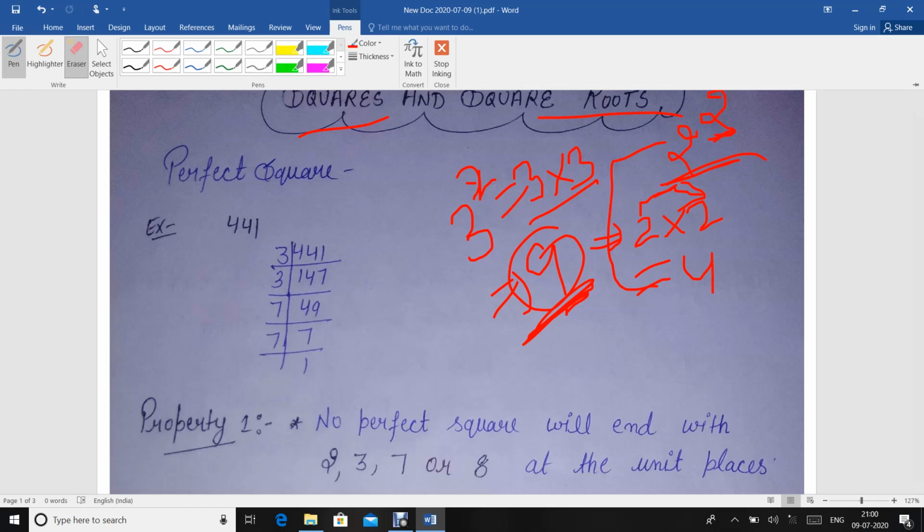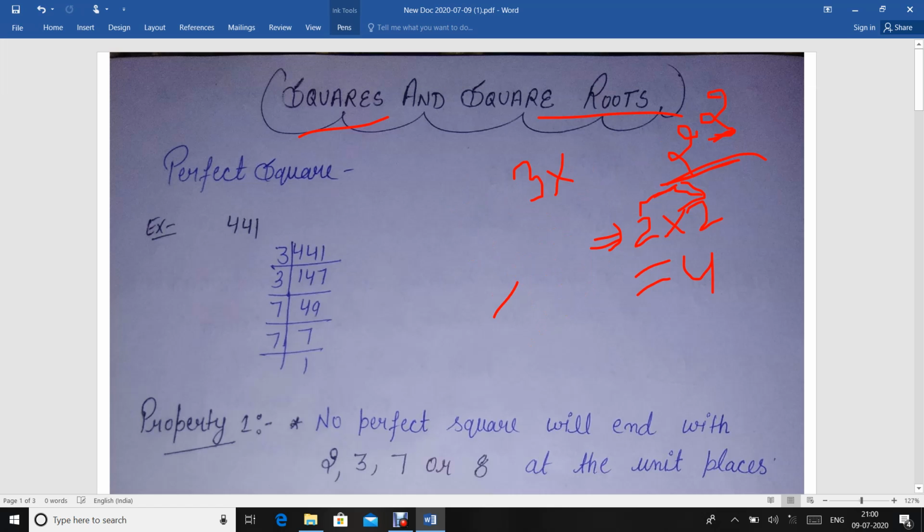Now let us see how we can find whether a number is a perfect square or not. For this, there is a question, and it is 441. So we need to find whether this number is a perfect square or not. To find whether the number is a perfect square or not, the first step is to write the prime factorization of the given number.